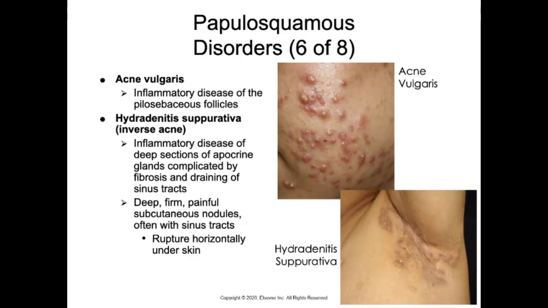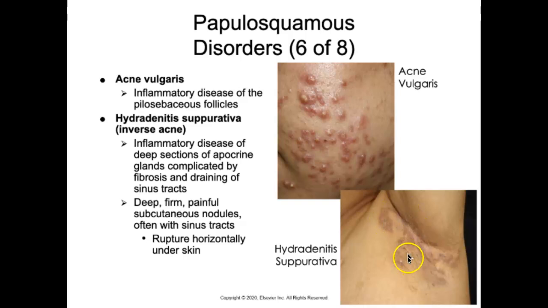Then we have hidradenitis suppurativa, and this is also known as inverse acne. It too is an inflammatory disease, but it's of our deep sections of the apocrine glands. If you remember, the apocrine glands are sweat glands that are associated with hair follicles. So we tend to find them in areas such as the axilla or the anus or the genital area. And it could be complicated by fibrosis and draining of sinus tracts. And this tends to happen in women more, although we're not sure what the cause is, but there seems to be some type of genetic predisposition and some type of altered immune response.